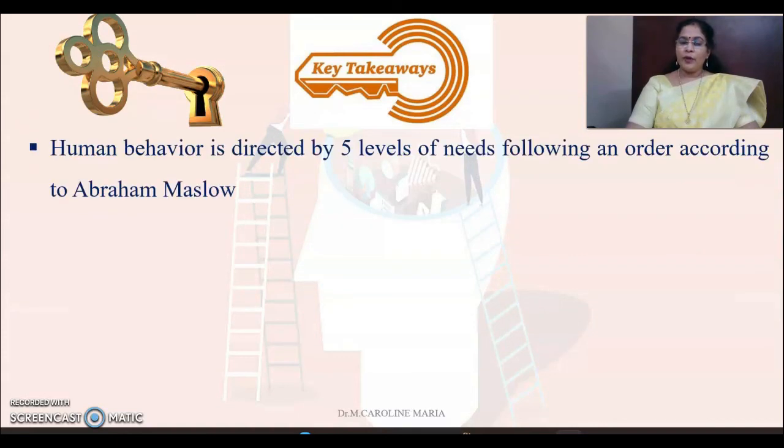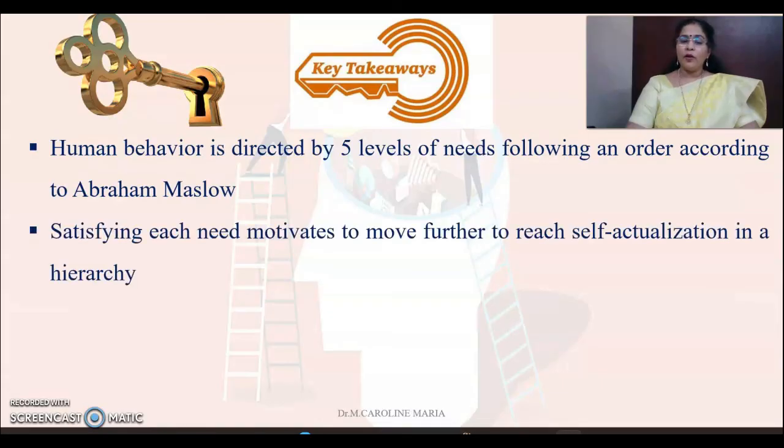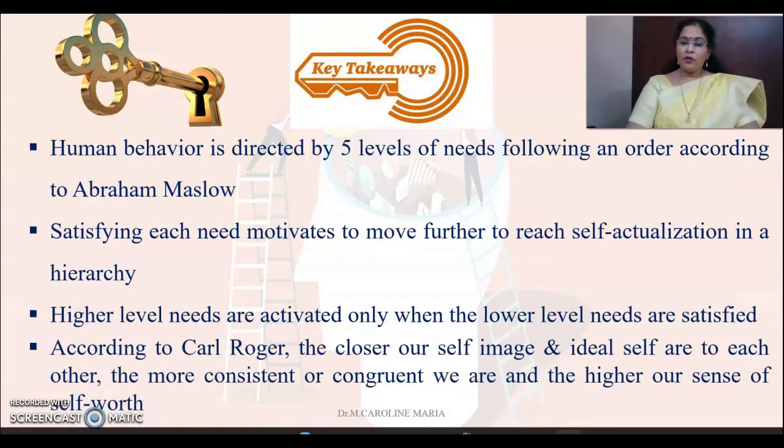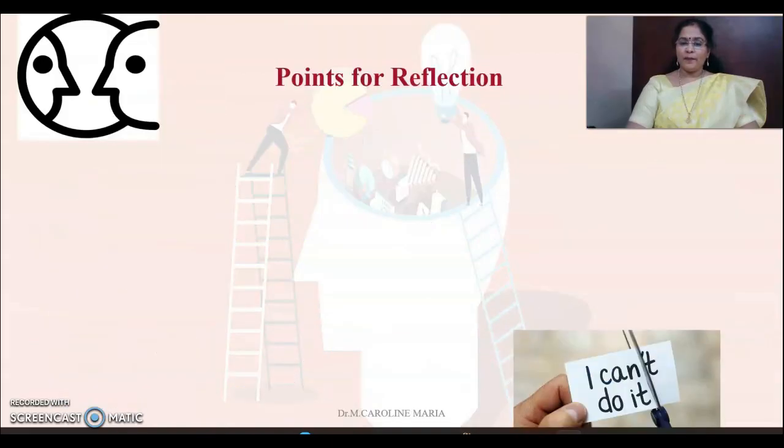Key takeaways from this video lecture are: human behavior is directed by five levels of needs following an order, according to Abraham Maslow. Satisfying each need motivates the person to move further toward the self-actualization stage in the hierarchy. Higher level needs are activated only when lower level needs are satisfied. According to Carl Rogers, the closer our self-image and ideal self are to each other, the more consistent and congruent we are, and the higher the sense of self-actualization and self-worth possible.